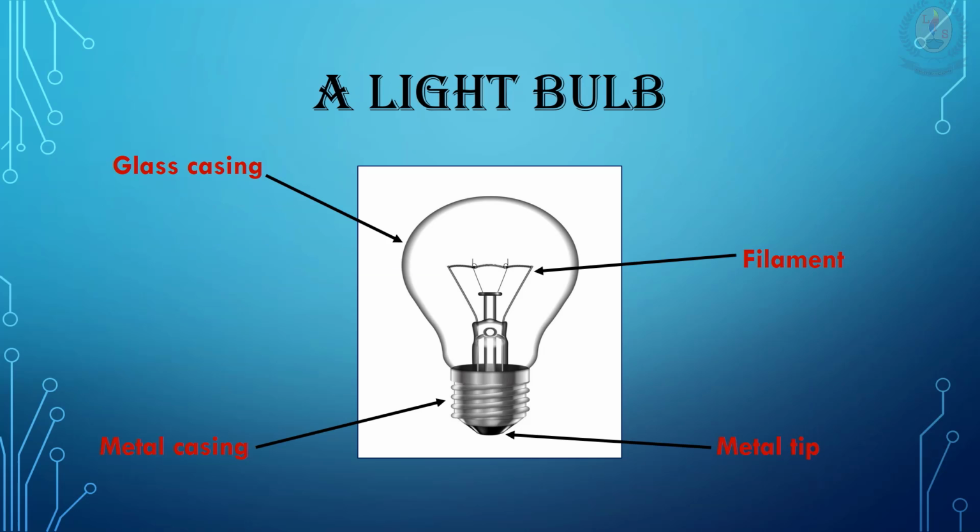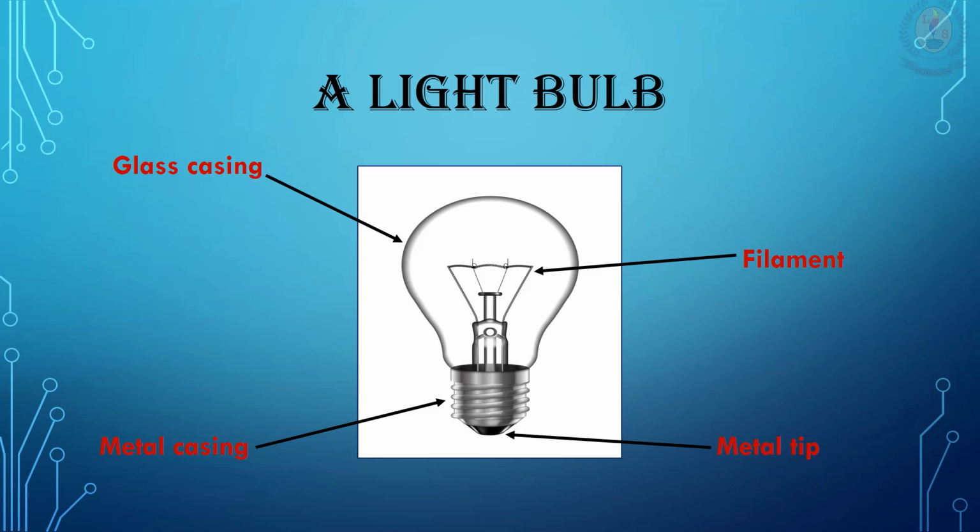A light bulb. Have you seen a light bulb at your home? In this picture, it shows you a filament bulb. What is this? It is a filament bulb. In a filament bulb, we can see there are four main parts. There is a glass casing, metal casing, metal tip, and the filament.